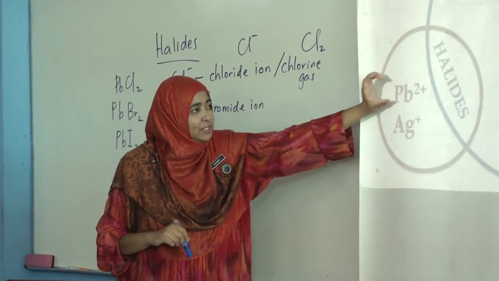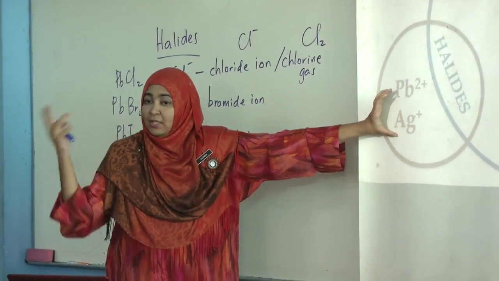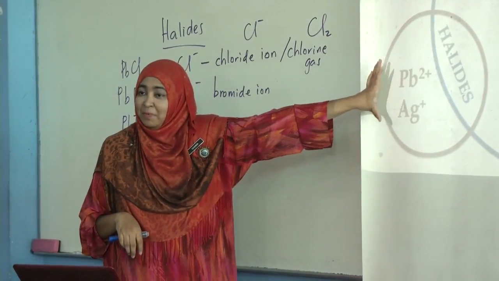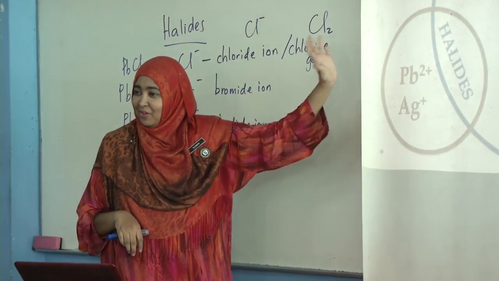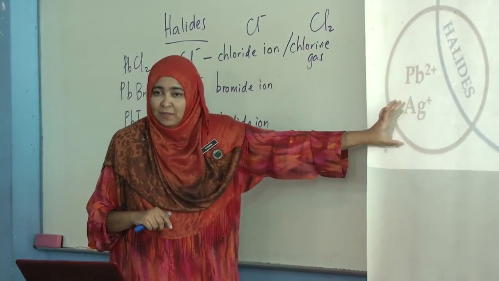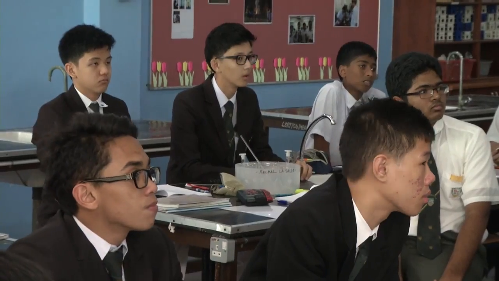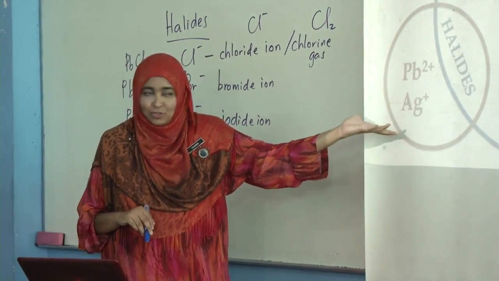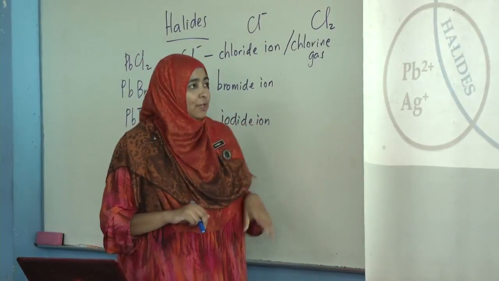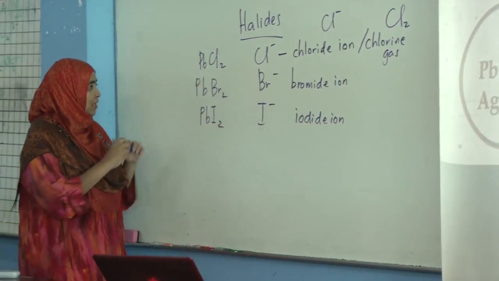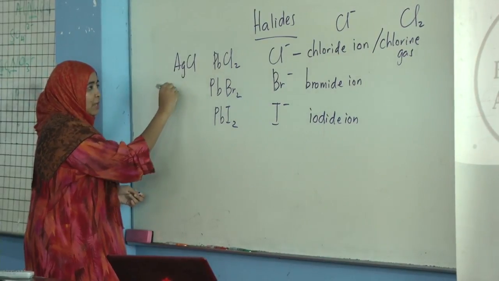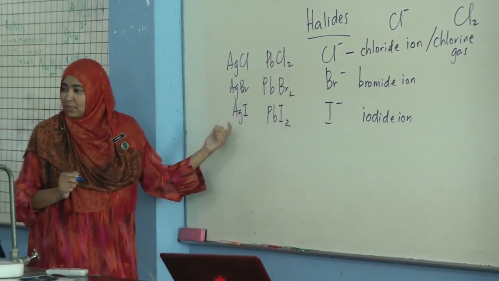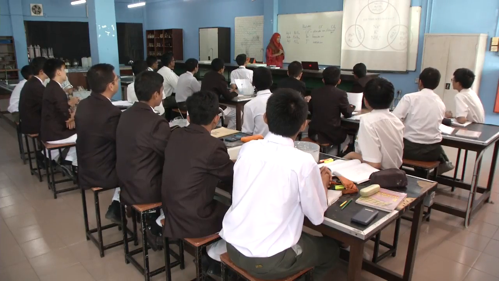So we replace the words Pb and Ag with another phrase to make it easier for you to remember. I'll replace this with permaisuri agung. If you want to remember lead and silver, it doesn't sound familiar. But if I say permaisuri agung, you know what permaisuri agung is? Yes, you do. So it's easier to remember. Okay, for halides, Pb and then AgCl, AgBr and AgI. Now, clear about this? Yes.